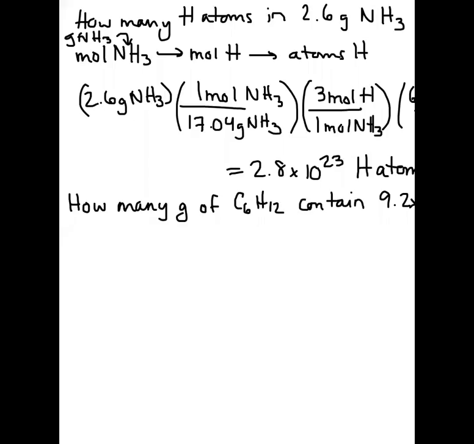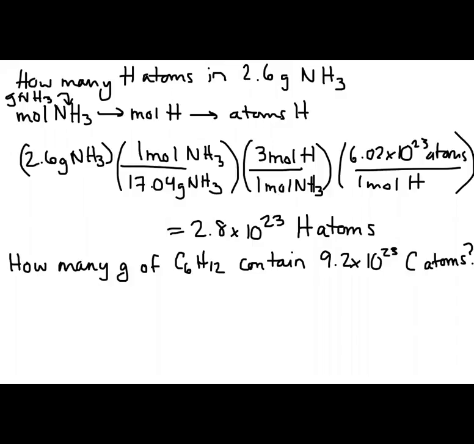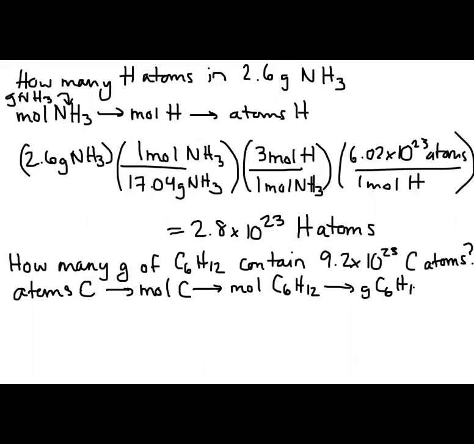We're starting with atoms of carbon, and we're going to moles of carbon. Then, because we want the mass of C6H12, we have to go to moles of C6H12 to grams of C6H12. A lot of people forgot that middle step where you have to go from moles of carbon to moles of C6H12. That's the molar ratio step. Don't forget that, it's very important.